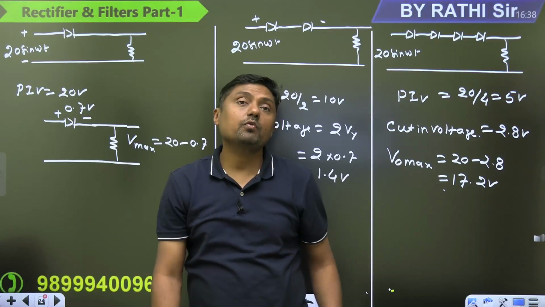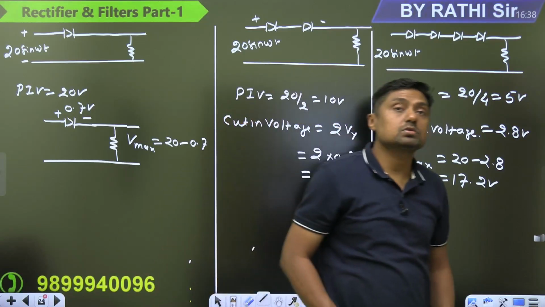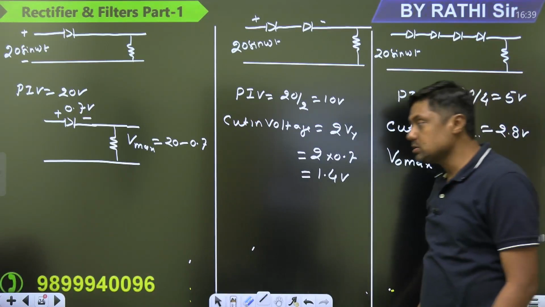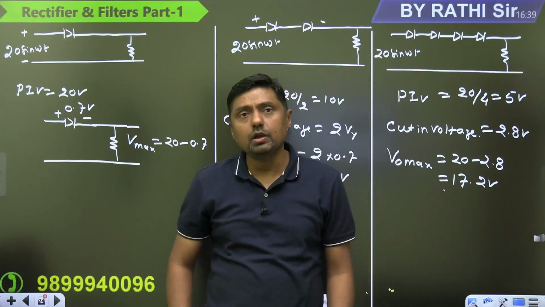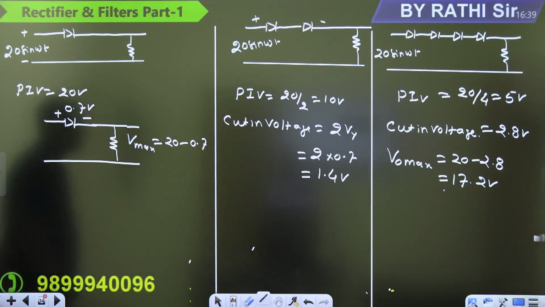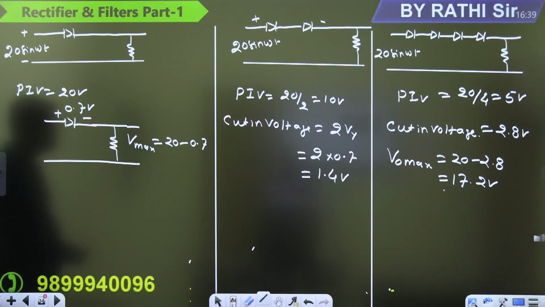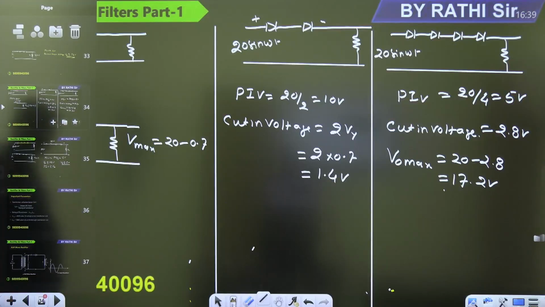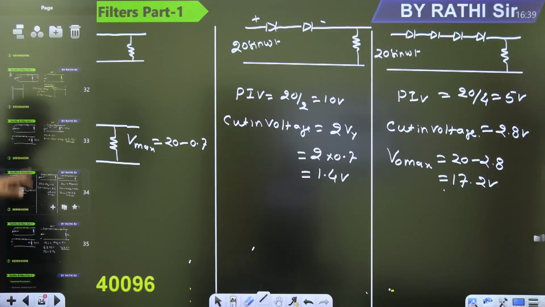But remember, when we are increasing the number of diodes, the cut-in voltage, that is the drop across the diodes when they are forward biased, will increase. That is the drawback, the disadvantage. Cut-in voltage is 0.7 volt, then 1.4, then 2.8. Okay. I think the concept is clear. What is the PIV?